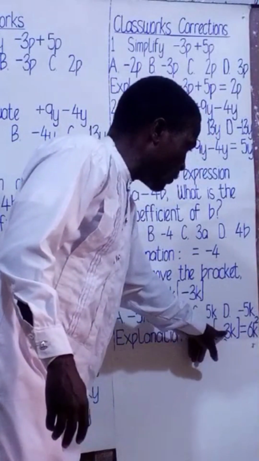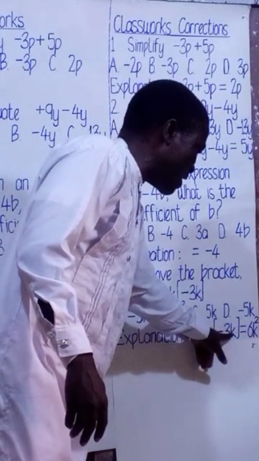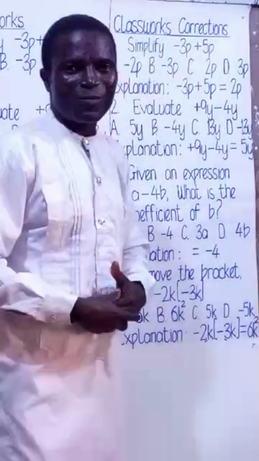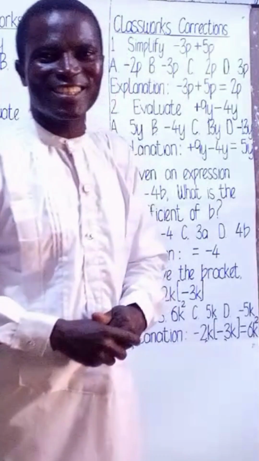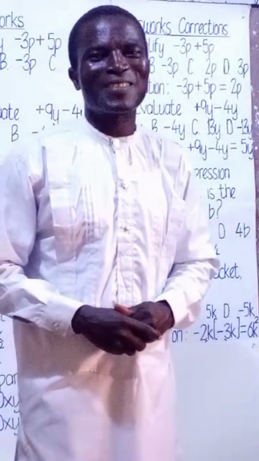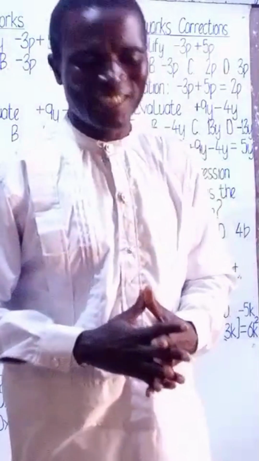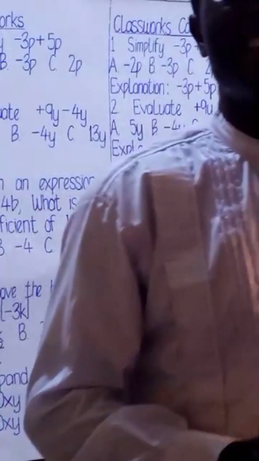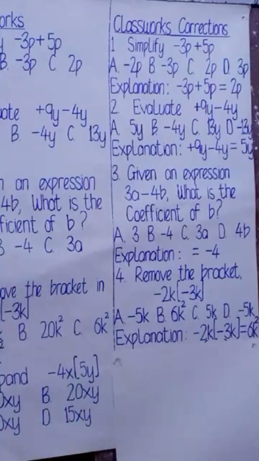Okay, 2 times 3, it is 6. K times k, k squared. How many of us get it correctly? Oh, wonderful, wonderful. I'm quite impressed. That's a good one. It shows I'm dealing with an intelligent set of students. Please keep it up.